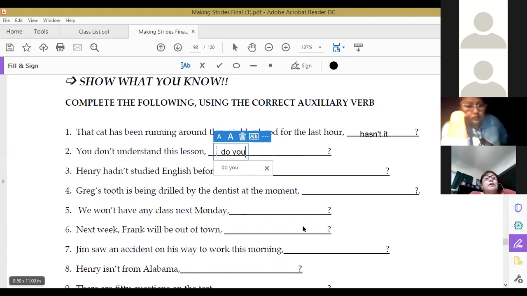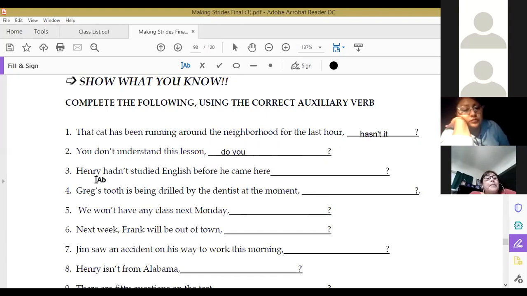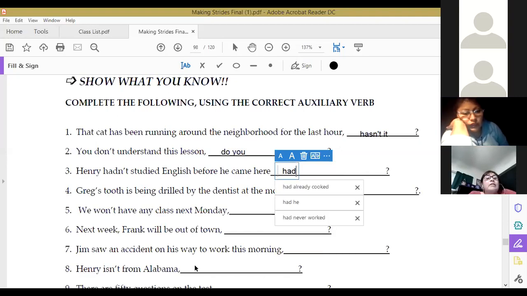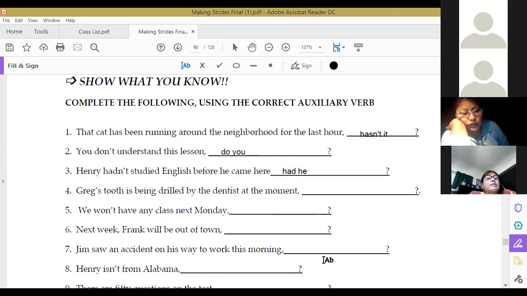All right. Now the next one is about Henry. Henry hadn't studied English before he came here. That's past perfect. Has he? Hasn't he? Affirmative or negative? Affirmative, right. Had he. Henry hadn't studied English before he came here, had he? Hadn't, had.